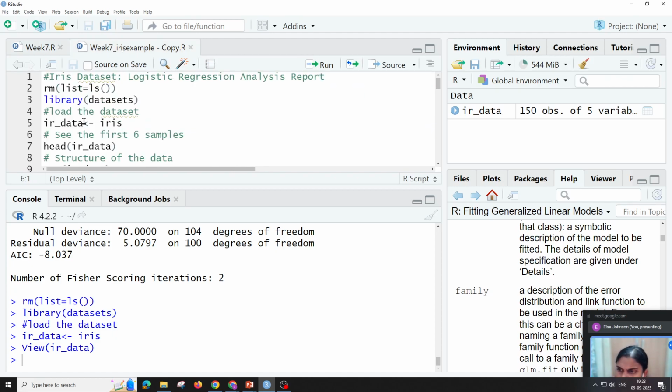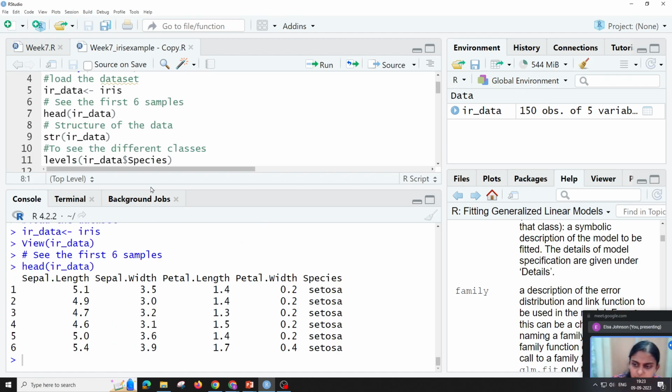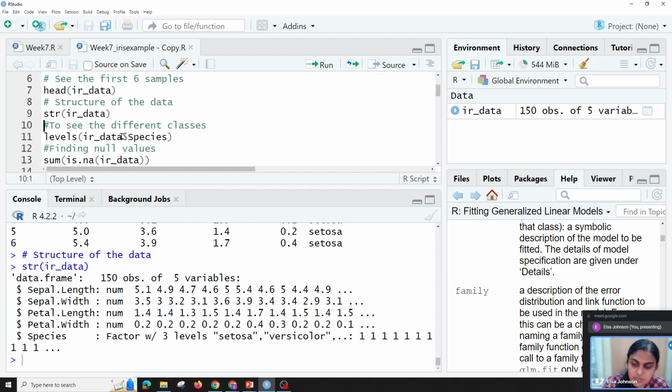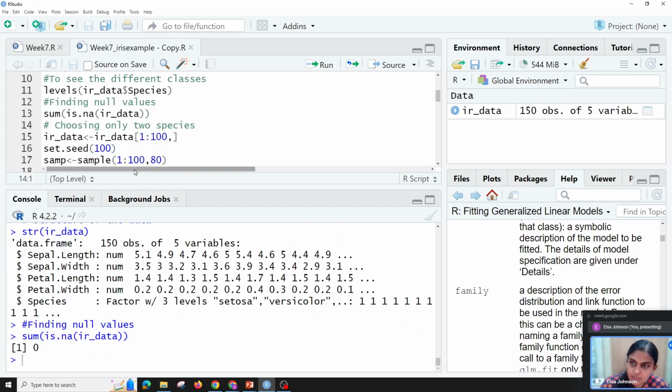Now I want to see the samples. This we have already seen. Head, if you give, you will see the first 6 observations. Then tail will also show 6 observations, and sample will give you a random sample of 6 observations. Then if you want to see the structure of the data, you can see numeric, factor with 3 levels. And this we have seen already, finding the missing values.